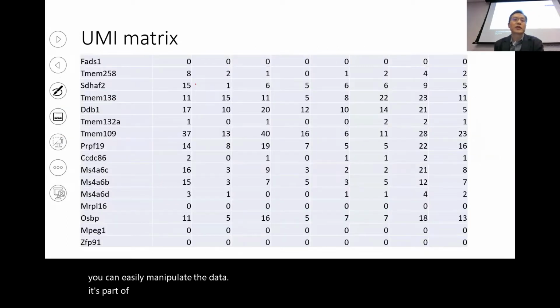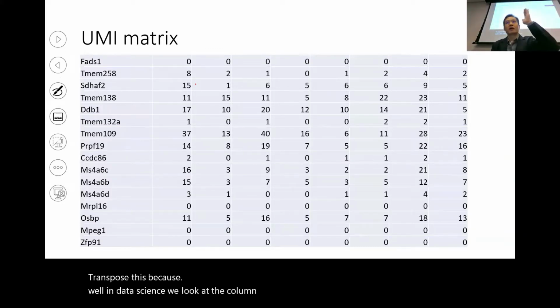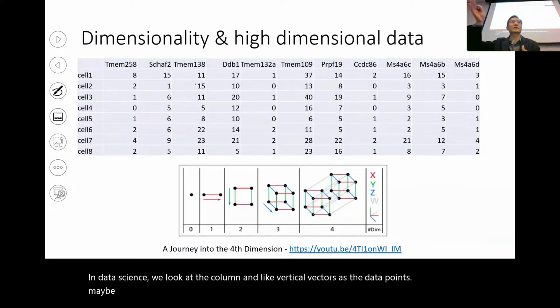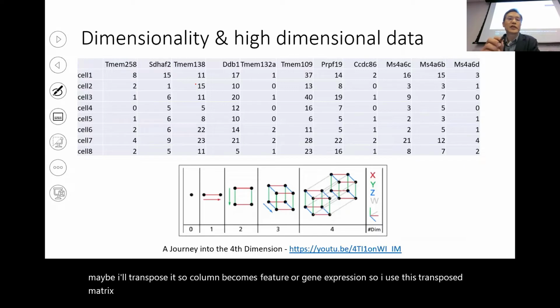So I'm going to transpose this because, well, in data science, we look at the columns, the vertical vectors, as the data points, but statistically you transpose it. So the columns become the features or gene expression. So I use this transposed matrix to illustrate the high dimensional data, what that means.